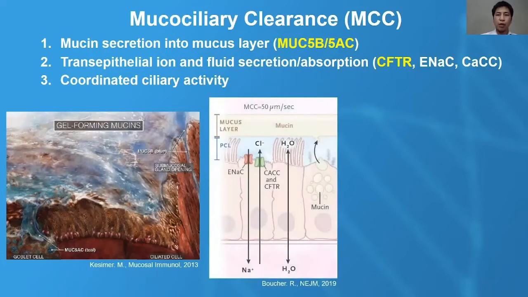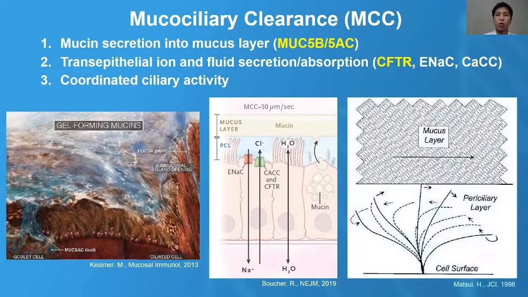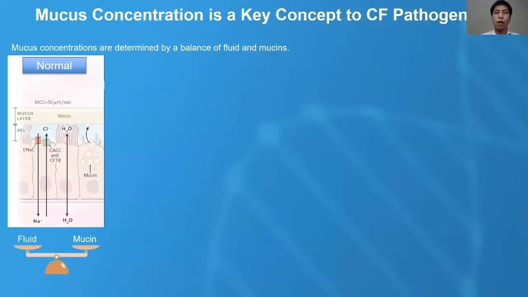The second activity is trans-epithelial ion transport, which controls airway surface hydration. Key players in this activity are CFTR and ENaC. The third activity is coordinated ciliary beating, which is necessary to efficiently transport mucus towards the mouth to get rid of pathogens from the lung. This is a 2-gel model of airway surface liquid in normal airways.